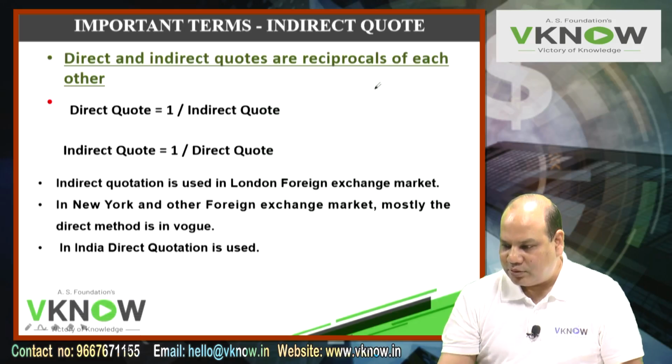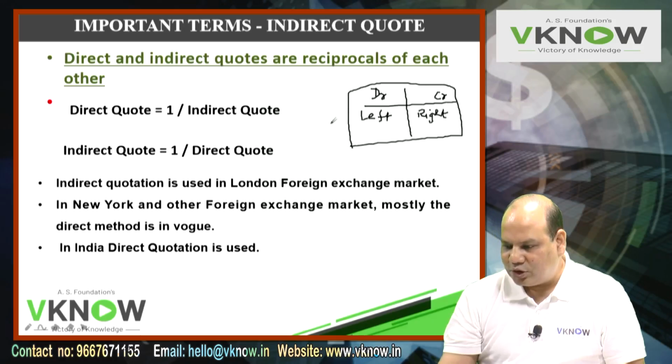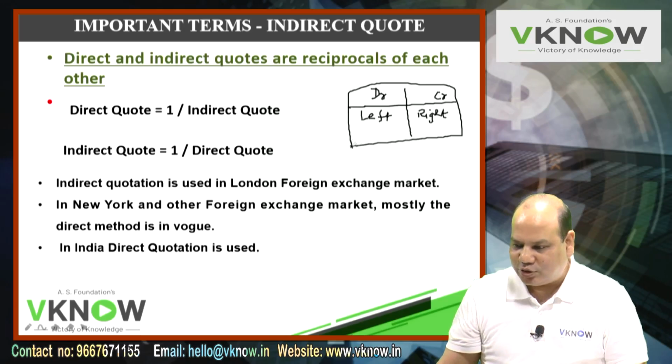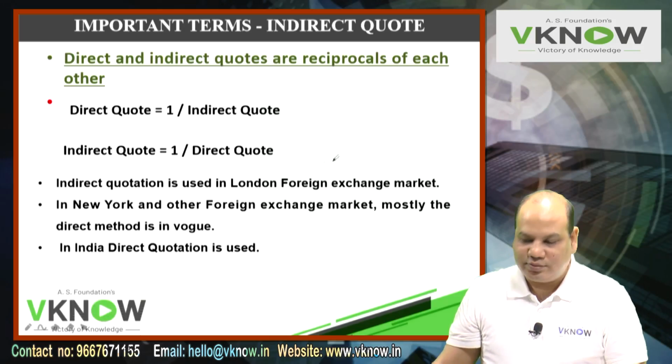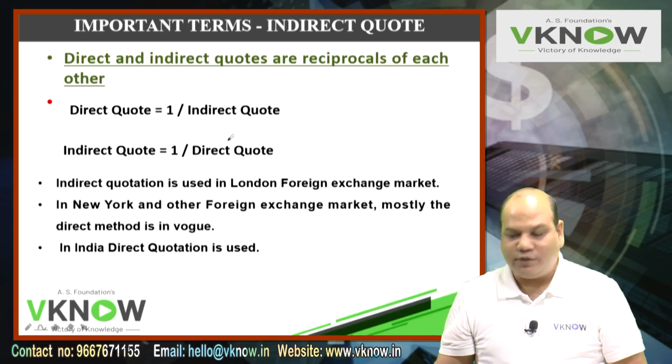Or for example, in accounts, debit, credit. If this is an account, the left side is debit side, the right side is credit side. Tell all the accounts students from tomorrow, the government has passed a new rule, debits will be on the right side, credit will be on the left side, and change all your accounting accordingly. It will become so difficult for you to adjust. That is why direct quote and indirect quote are both used in different countries.